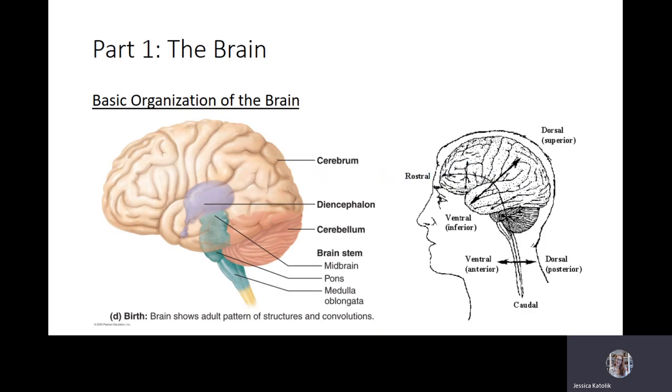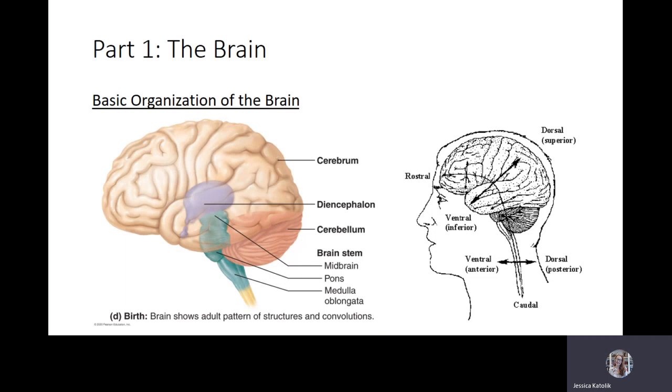Today we're going to continue our lecture on Chapter 13, the Central Nervous System, and in this video we're going to focus on the organization of the brain. So in the last section we looked at the embryonic development of the brain, and we stopped at how the brain looks at birth. And remember, at birth, the brain is going to resemble the adult brain because it has the major structures and the convolutions that are present in the brain.